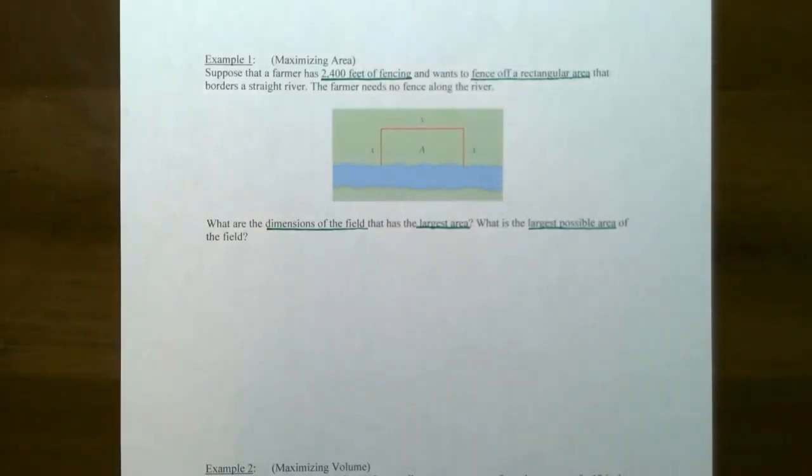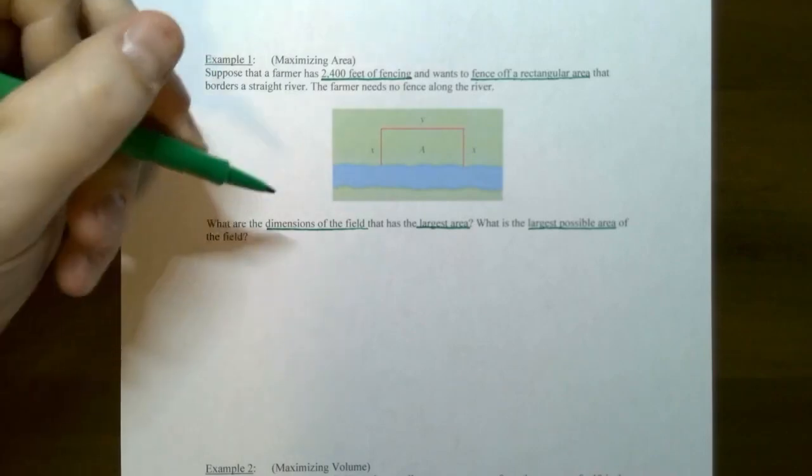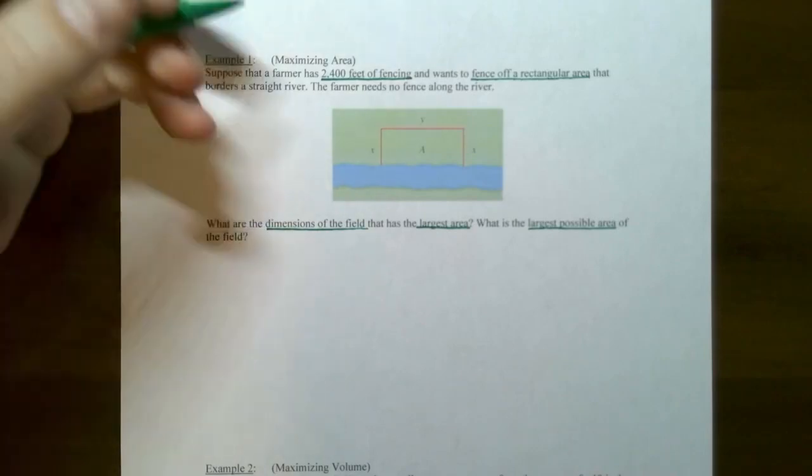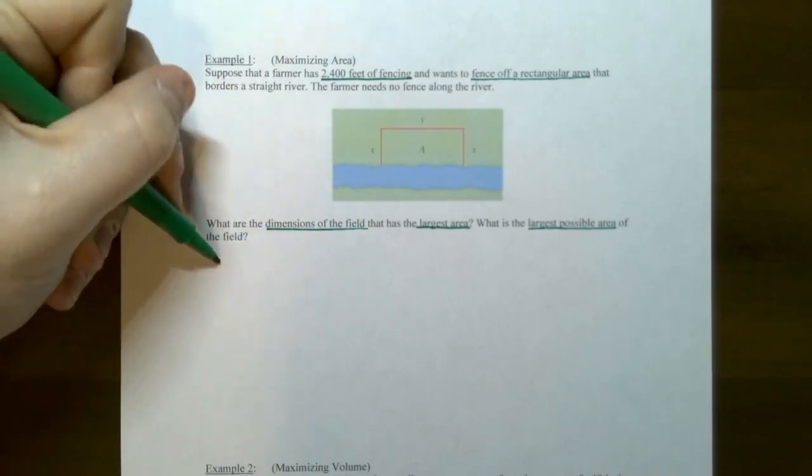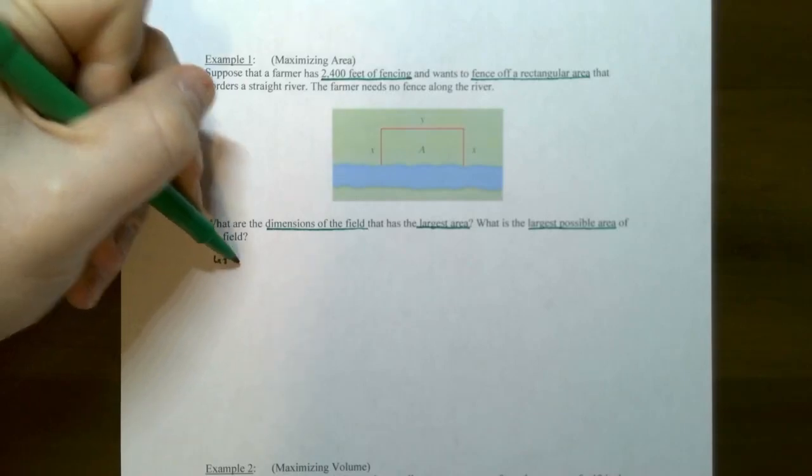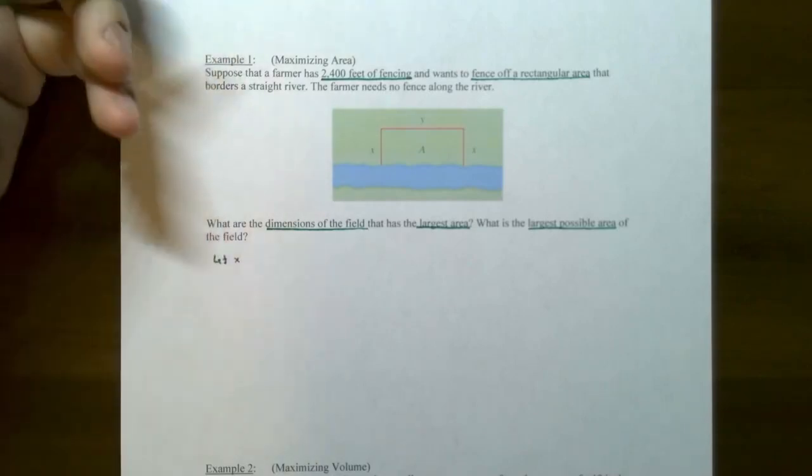I said that you would probably have seen this before in pre-calculus because this function that we're going to maximize turns out to be a quadratic function. So here are the steps. So first step is to identify what is unknown in the problem.